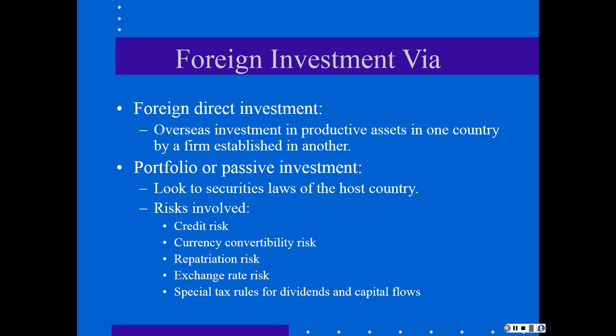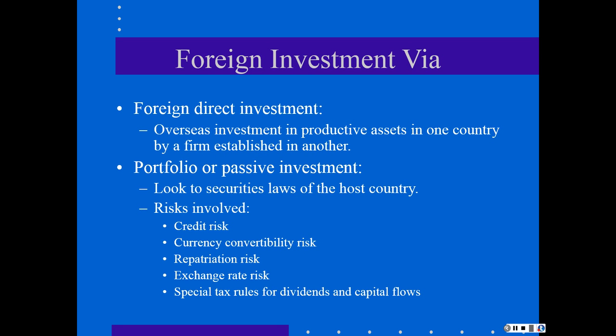We can use foreign direct investment, and this is an overseas investment in productive assets in one country by a firm established in another. For example, we would put someone or assets over in there, whether it's through a subsidiary, a joint venture, or branch operations. Another thing that we can do is we can simply invest overseas through portfolio or passive investment. Now, this is generally not the way that you would do business overseas, but it is a foreign investment.